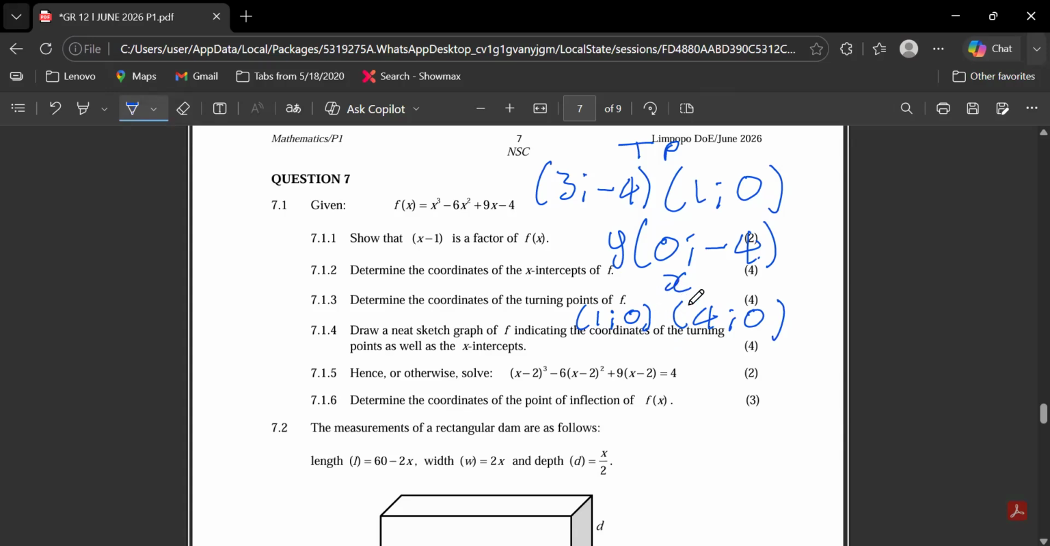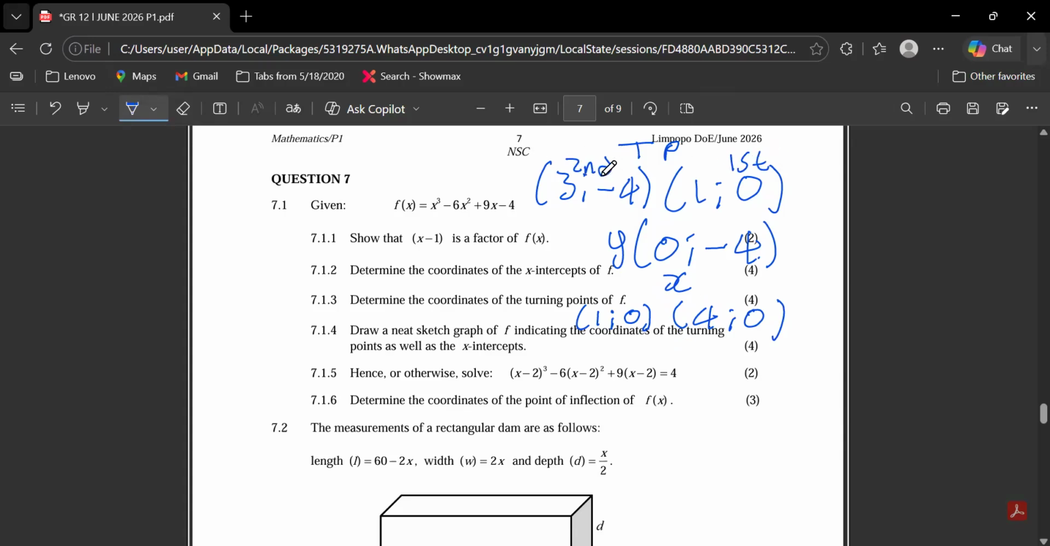Turning point. We have our first turning point as 1 and 0. That's the first one. And then the next one that follows is 3, which goes with negative 4. So these are our turning points.